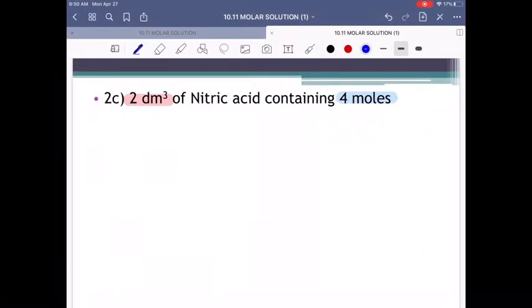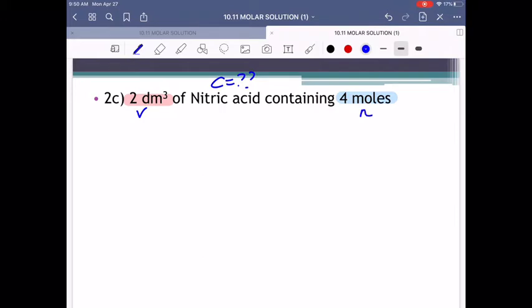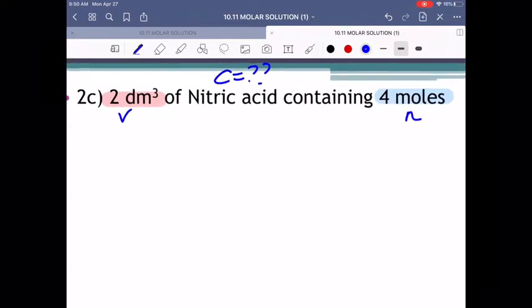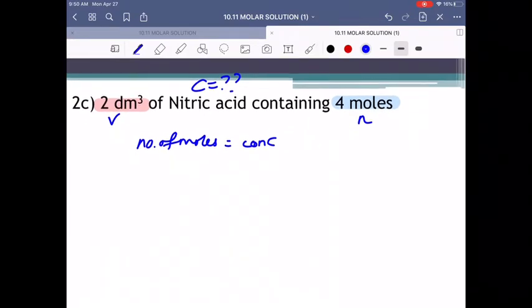So here is our question 2c: 2 dm cube of nitric acid containing 4 moles. From question 2 we are required to find concentration, so this is the question mark. 2 dm cube is volume, 4 moles is n. So writing our famous formula, number of moles is equal to concentration, which must be in mole per dm cube, times volume. Your volume is in dm cube, so no need to divide by 1000.